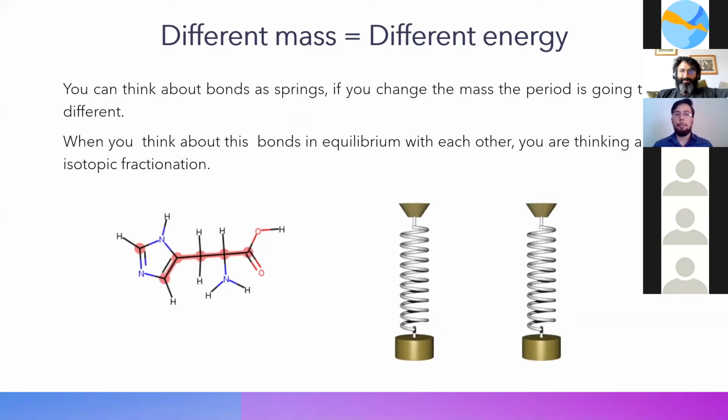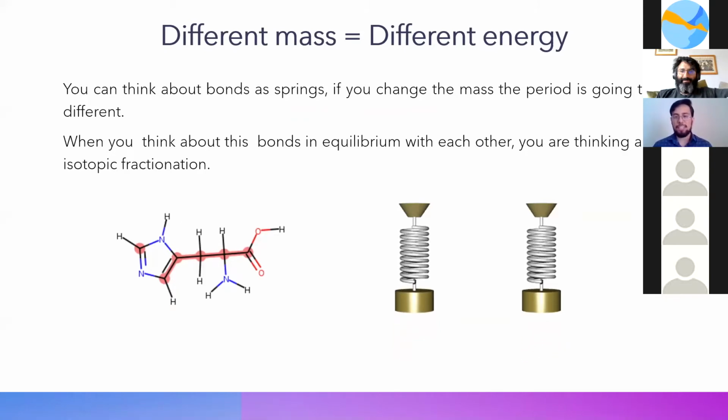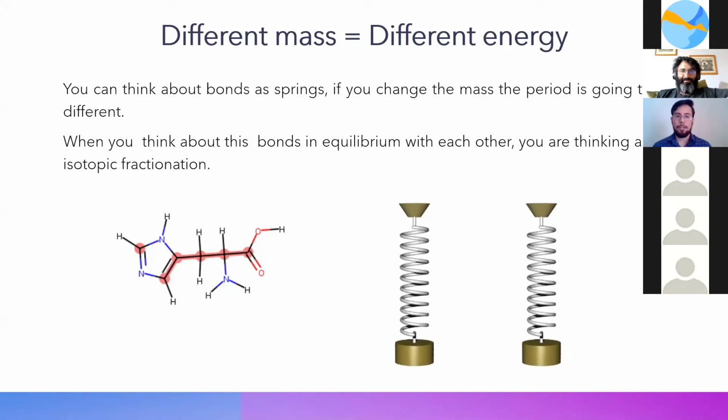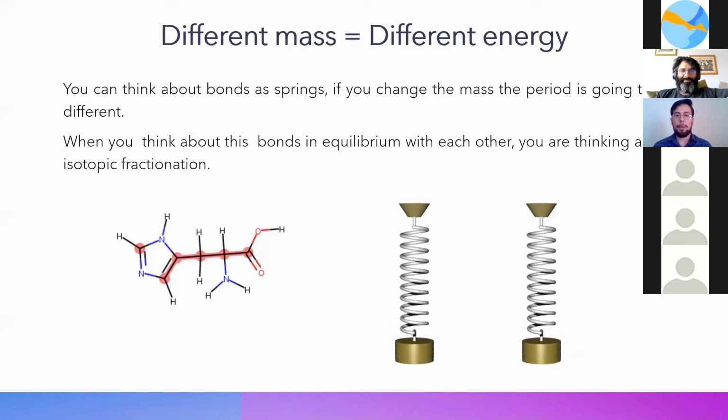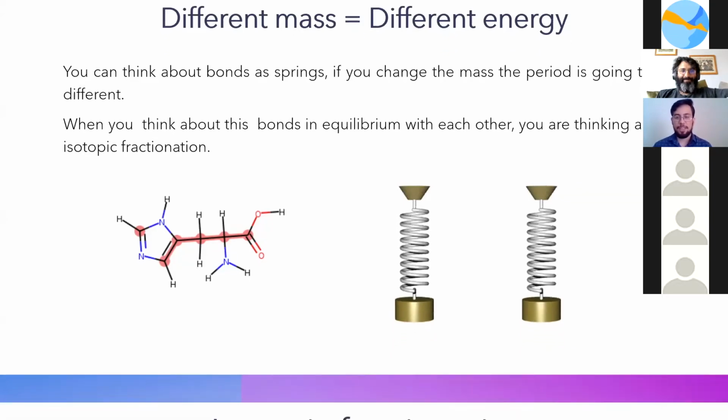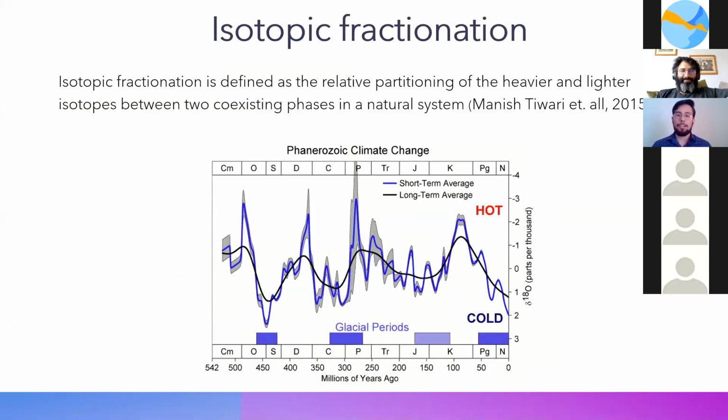You can think about bonds as rings. If you change the mass, the period is going to be different. And when you think about bonds in equilibrium with each other, you're thinking about isotopic fractionation. So isotopic fractionation is defined as a relative partitioning of the heavier and lighter isotopes between two coexisting phases in natural systems. Or in short, you can think about isotopic fractionation as the distribution of isotope A with respect to a substance and the distribution of isotope B with respect to a substance, and so on.